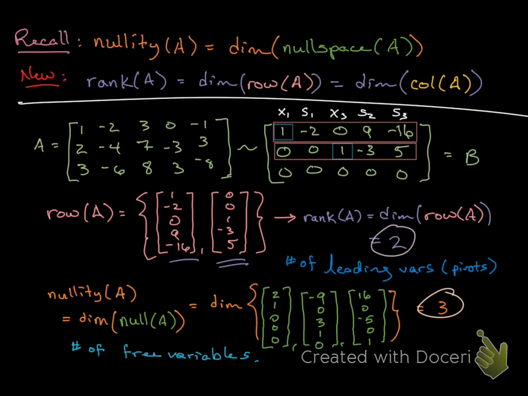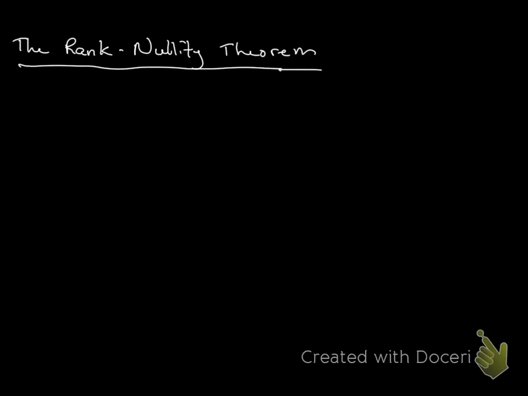And those 2 things should always add up to the number of columns in our matrix, right? Basically, I'm adding the number of pivot columns, and the number of non-pivot columns should give me the total number of columns. That's really all our rank nullity theorem says. Okay, so I'm going to write it down for you here. Let A be an n by m matrix.